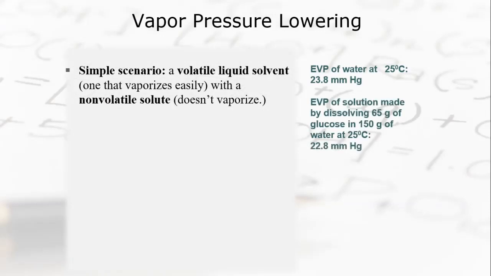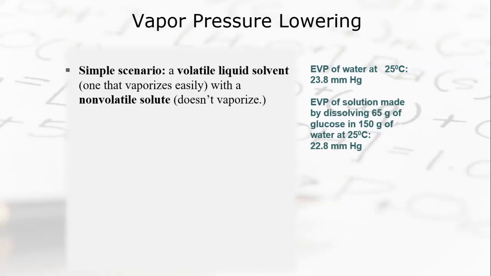So at 25 degrees, the vapor pressure of water is about 23.8 millimeters of mercury. But if I dissolve, let's say, 65 grams of glucose in 150 grams of water, the vapor pressure drops to 22.8 millimeters of mercury.